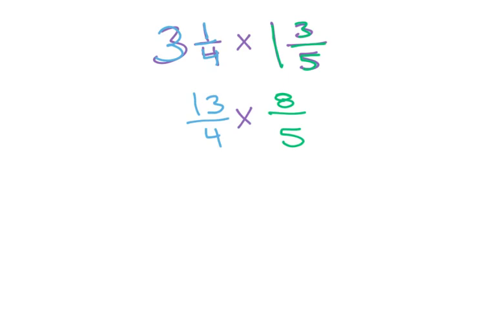And remember, we're always going to look for cross-canceling opportunities. Do you see any? I do too. So that 4 and the 8, right? Well, the GCF is 4, so that 4 is going to become a 1. That 8 divided by 4 is 2. No more cross-canceling opportunities, so I get to multiply straight across. 13 times 2 is 26. 1 times 5 is 5.